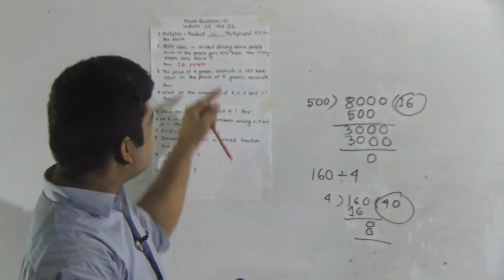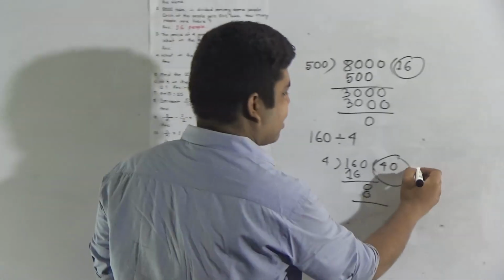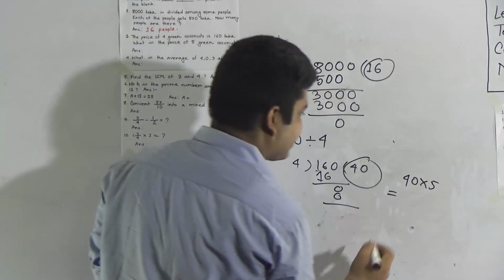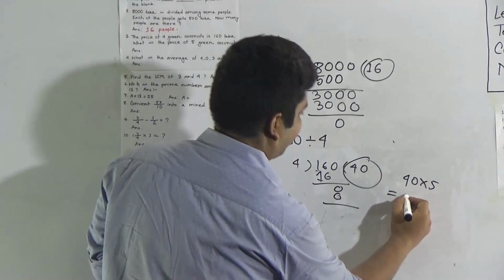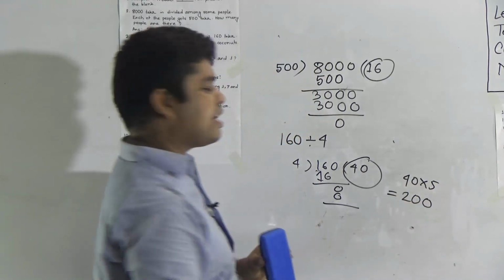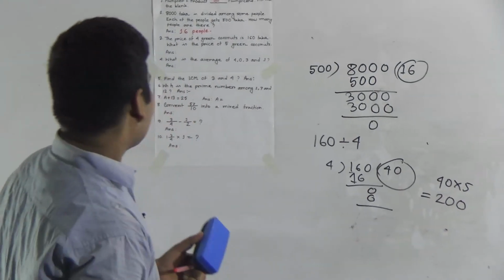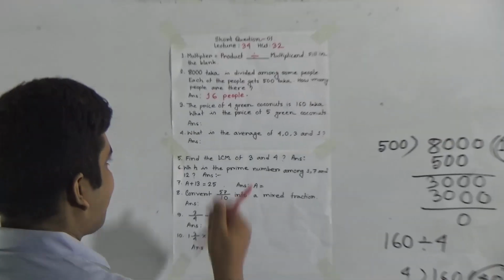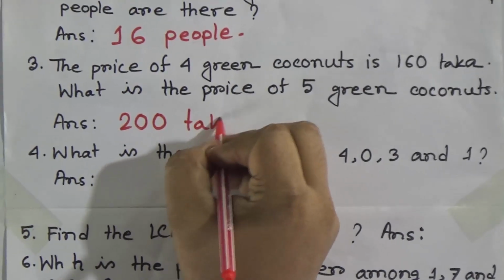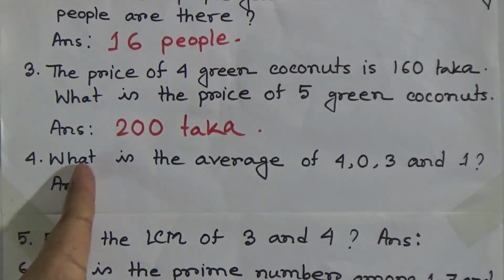But the question asks you to find out the price of 5 green coconuts. For this reason we multiply 5 with this 40 and we get the required price of 5 green coconuts. 5 2s are 10, 5 4s are 20, and 0 is placed here. We use here the easy multiplication method. That means the price of 5 green coconuts is 200 taka. Okay. So question number 3 is done. Next we shall solve question number 4.